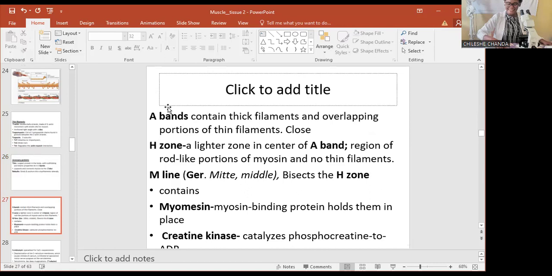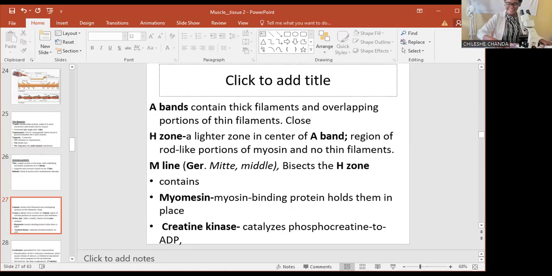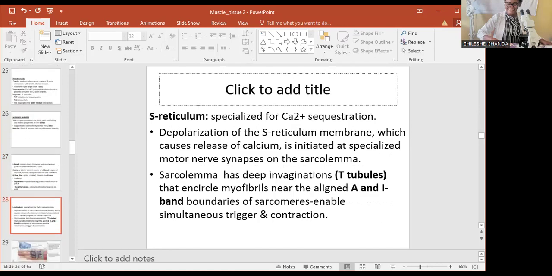Like I was saying, we have A bands with thick filaments and overlapping portions of thin filaments, okay? H zone, all these things I think I have already talked about. Sarcoplasmic reticulum is specialized for calcium sequestration.